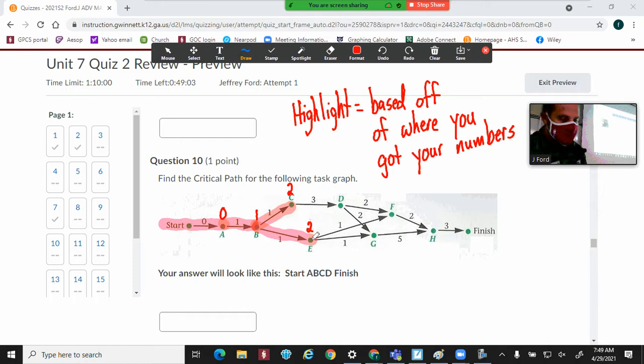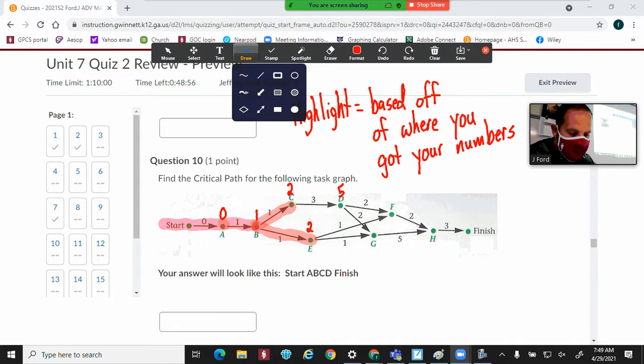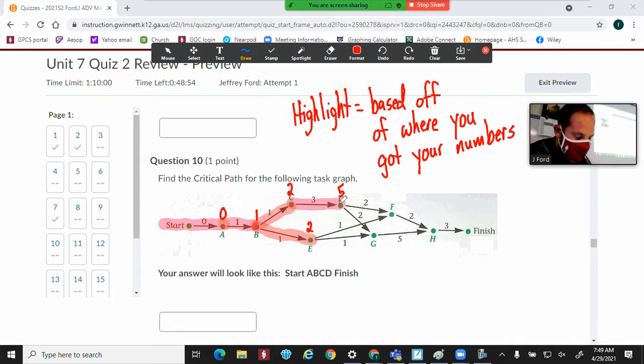All right. Look at D. There's only one arrow going to D, so D will have a start time of 5. When it's only one arrow, you just literally highlight that. That's in short.